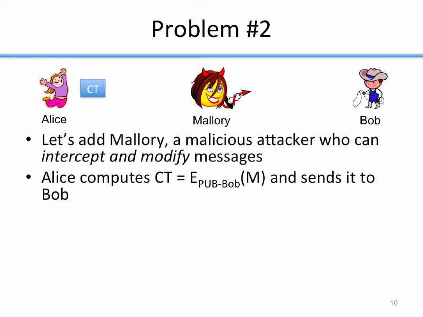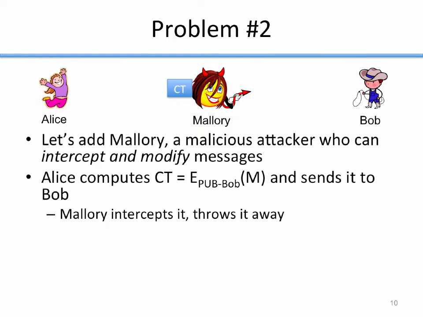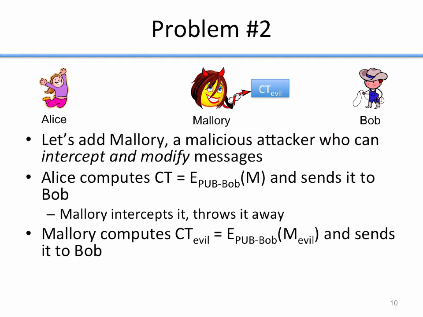Okay, so if Mallory's there, what does our protocol look like? Alice does what she did before. She encrypts her message with Bob's public key, and she sends it to Bob. Well, on its way to Bob, Mallory intercepts it and throws it away. Nope, too bad, Alice. Your message is never getting to Bob. Instead, she takes an evil message, she encrypts that with Bob's public key, and she sends that to Bob instead.